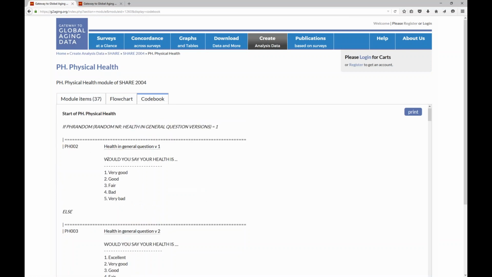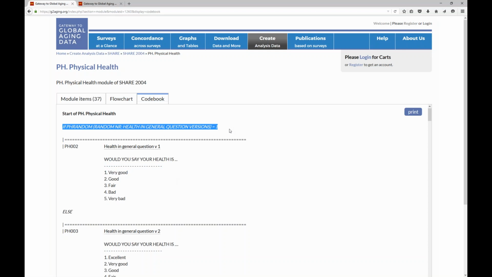So for instance, we have health in general question version 1. How would you say your health is? Here are your answer choices. And you can also see there's some pipes and then some italicized things which indicate skip pattern. And skip pattern is really important to surveys because surveys don't ask every question to every respondent.